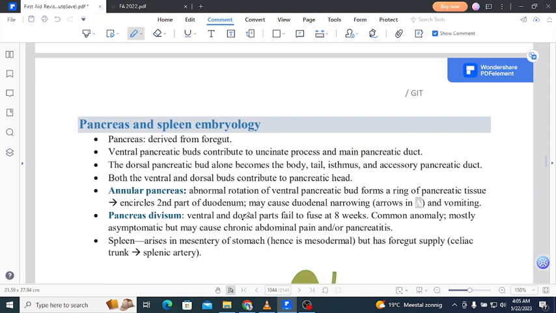Now let's talk about the pancreas and spleen embryology. The pancreas is derived from the foregut. Remember, the pancreas is coming from the foregut. The foregut is starting from the oral cavity, going down all the way to the duodenum in the second part till the major papilla. We have discussed that. So the pancreas is derived from the foregut.